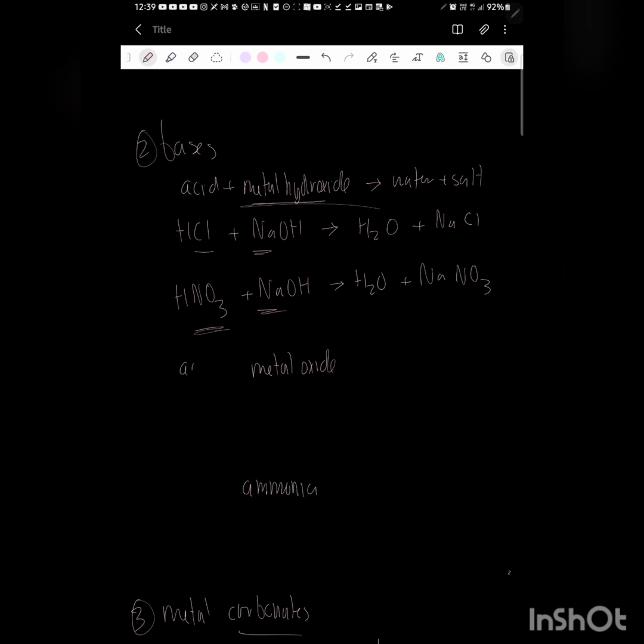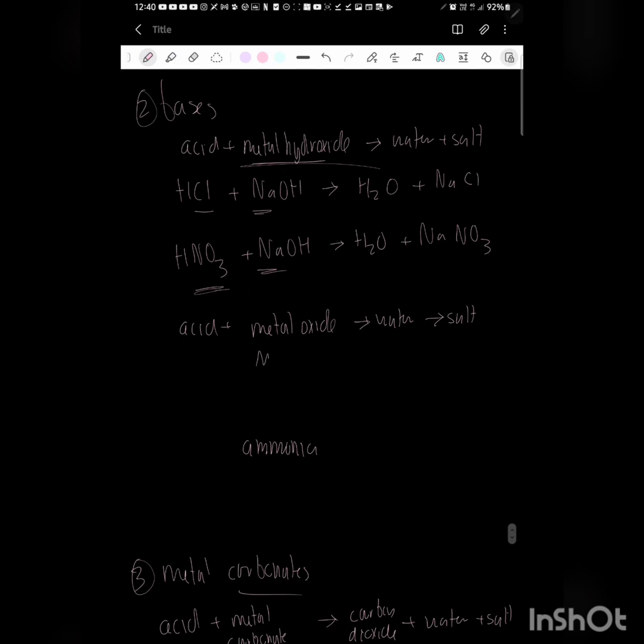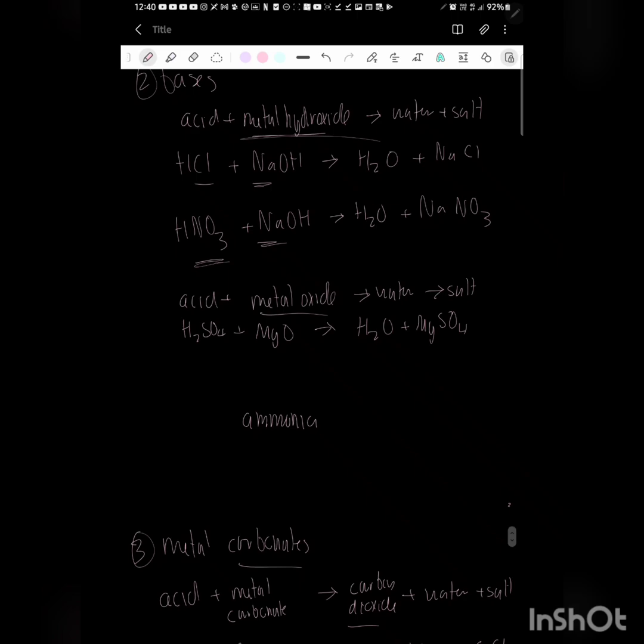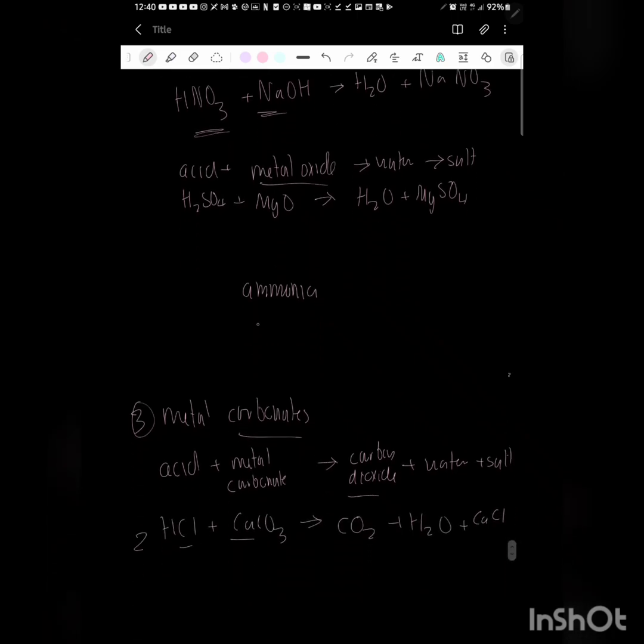So for metal oxide, it's acid plus that makes water and salt as well. So let's do magnesium oxide plus, let's change it up and do sulfuric acid again. So that makes water, which is H2O, plus MgSO4, which is your salt. So it's basically just the same thing, you're just using a different base, but it does not matter at all. Ammonia. So ammonia is NH3, that's different from ammonium. Sorry, this is a bit of a sidetrack, but ammonium is NH4, and it's an ion, so it's a plus.